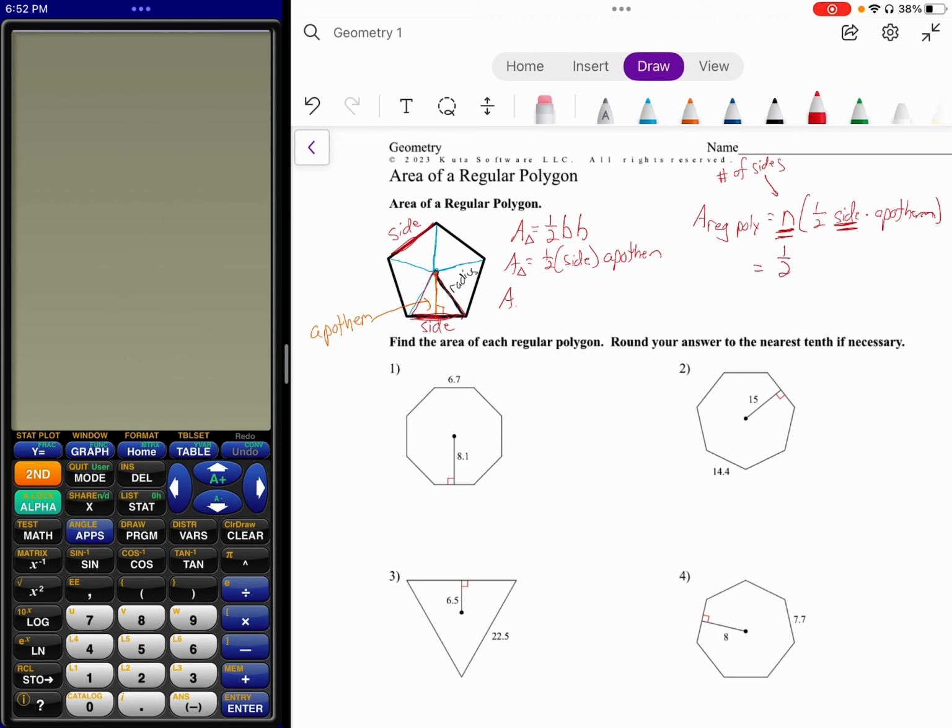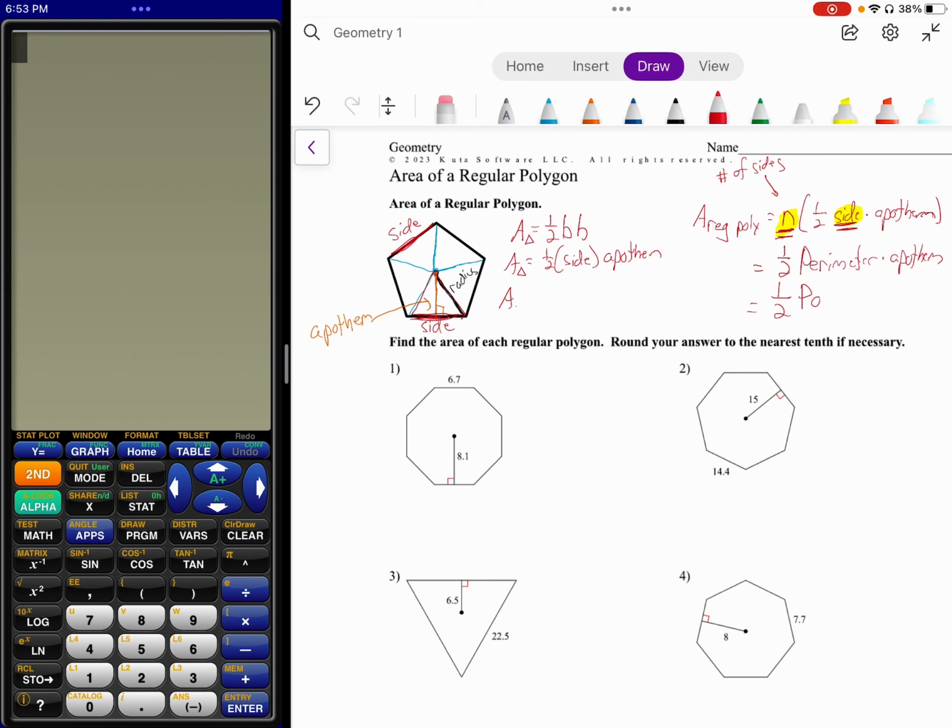These two underlined things here, we'll actually highlight them. N, number of sides times side, is equal to the perimeter. So 1/2 the perimeter times the apothem. So that is the formula for the area of a regular polygon. A lot of times we'll write it as 1/2 P times A. And if you're from Pennsylvania, that'll be easy to remember because it's 1/2 PA, which is the abbreviation. And so in the rest of this lesson, we are just going to use this formula.